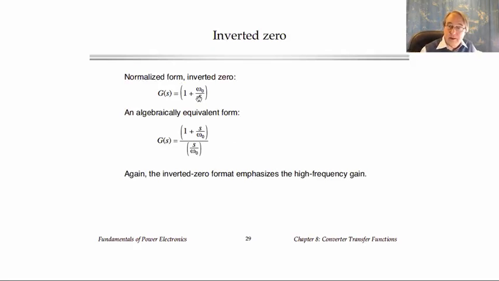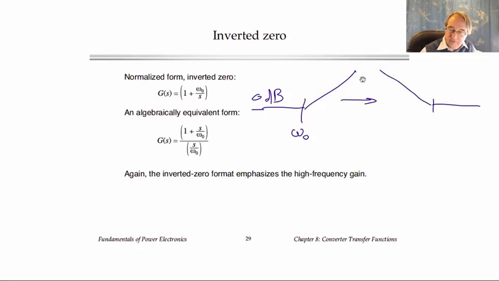Likewise, we can invert any of our other terms. So for example, an inverted zero is found by applying the same transformation. If our regular zero has asymptotes in magnitude that look like this, then frequency inversion will turn them into a high frequency flat asymptote and a low frequency asymptote that increases as we reduce frequency.